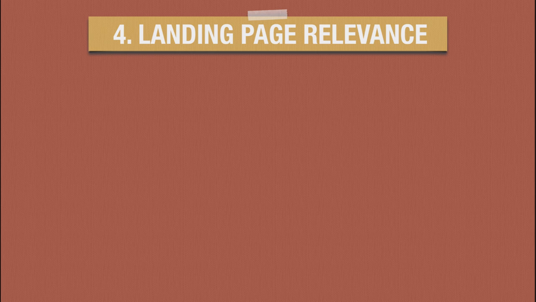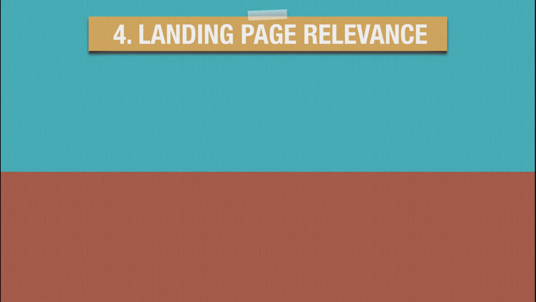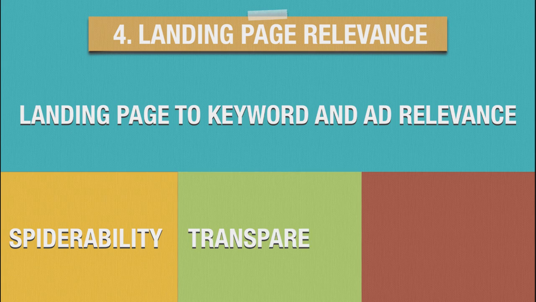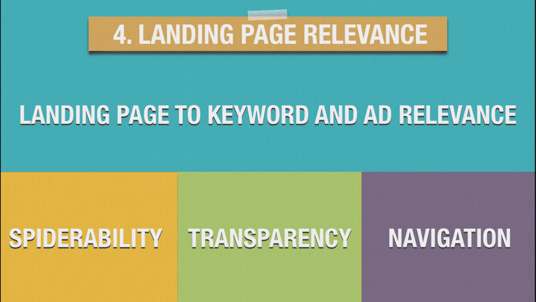Landing page quality is the least weighted factor in calculating quality score, and most advertisers don't run into landing page issues. But the elements of landing page quality are definitely worth knowing and understanding. There are 5 primary categories of landing page relevance, or landing page quality, as it's often referred to. First and foremost, yep, you guessed it, we have landing page to keyword and ad relevance. Then we have something called landing page load time, which is really a non-issue nowadays. Then there's spiderability, transparency, and navigability.